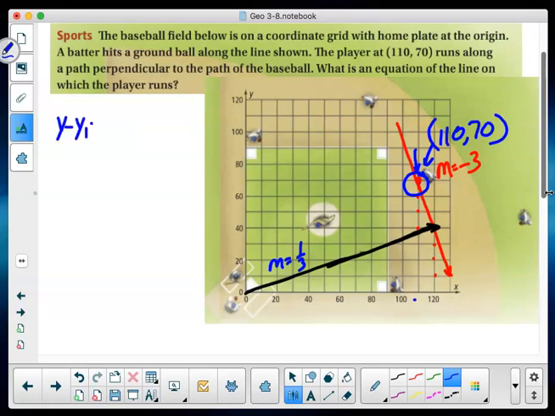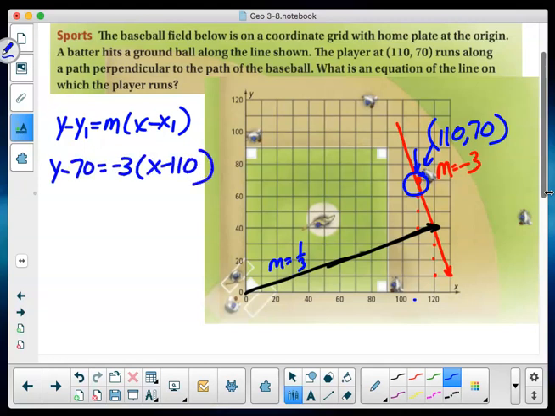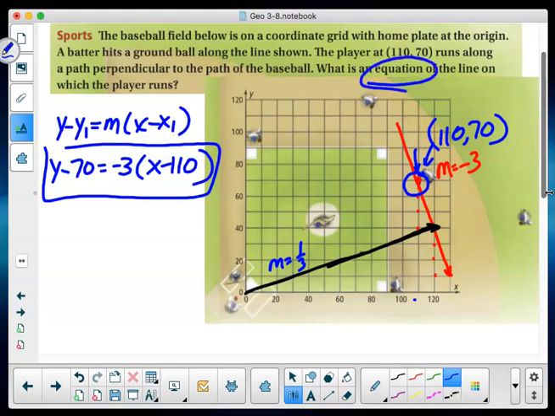I have a slope, so, oh gosh, I get to use point slope form. y minus y1 equals m, x minus x1. So I know my slope, and I know my 70. y minus 70 is equal to negative 3, x minus 110. Done. That's the equation. That's all I need. They don't tell me what, they just say equation of the line. So this is in point slope form.